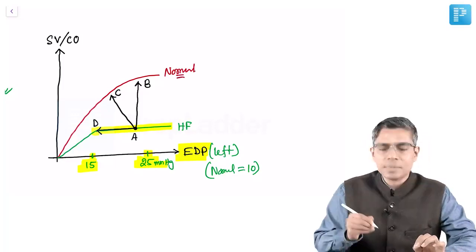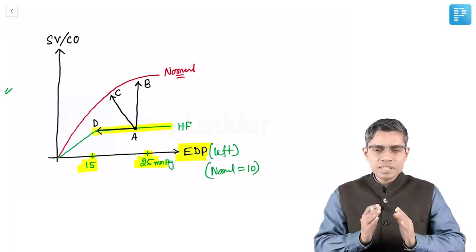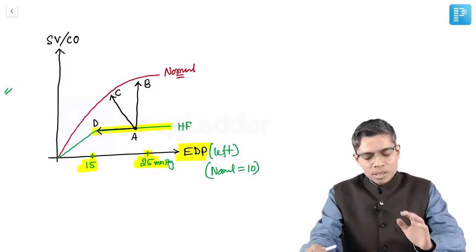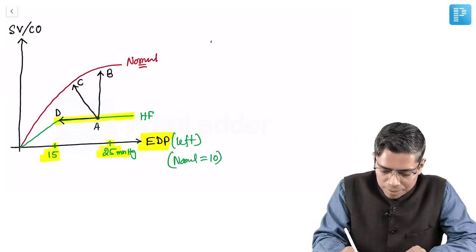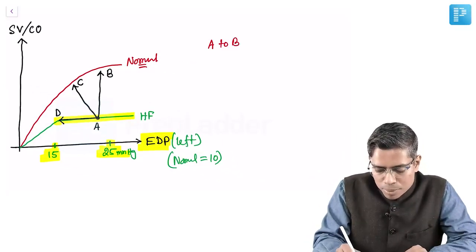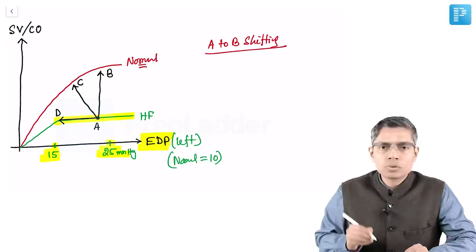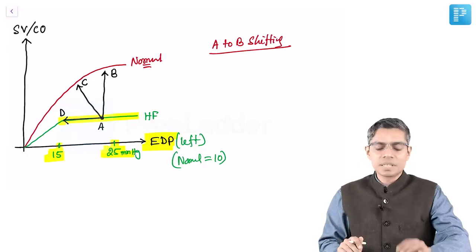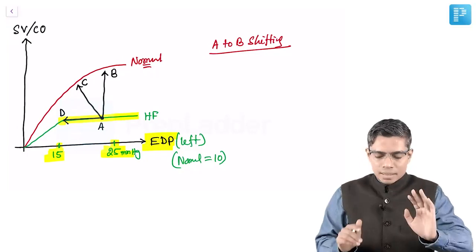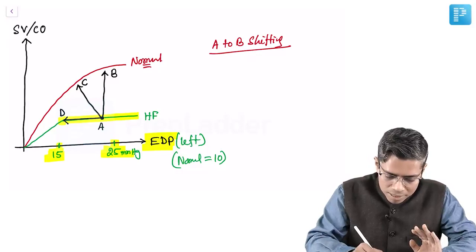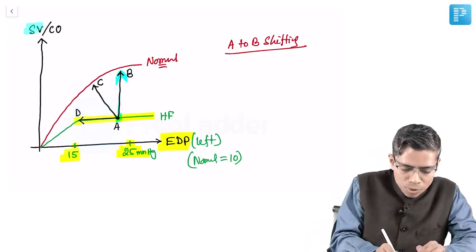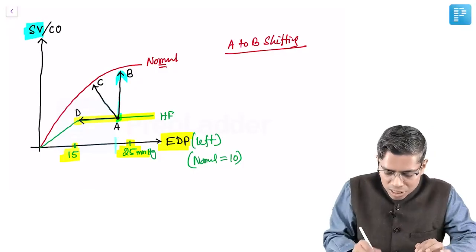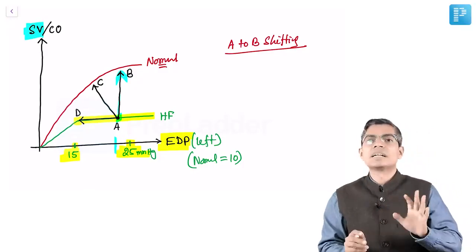So because of the treatment, the heart failure patient curve is shifting towards the normal curve, but all these three shifts are different. A to B shifting. So what is the meaning of A to B shifting? I can see here that whenever the shifting is occurring from A to B, only and only your stroke volume is rising without any change in end diastolic volume or end diastolic pressure.